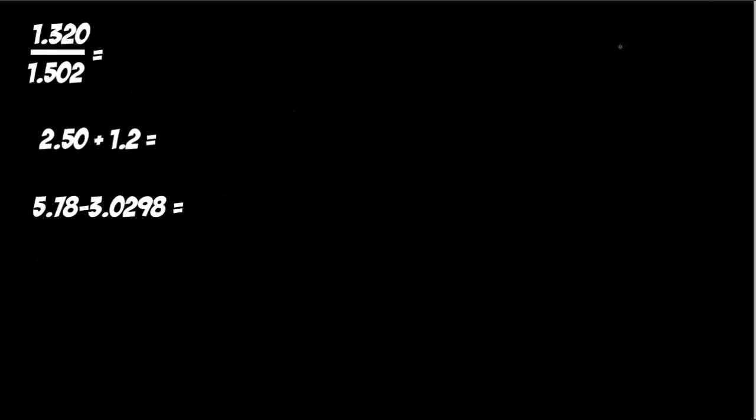So let's look at these couple problems here. The first one we have is 1.32 divided by 1.502. So let's count how many sig figs there are. In this one, there are going to be 4 sig figs. Why? Well, the 0 is in the final place, which wouldn't be a sig fig if it was not a decimal. But since it is a decimal, this is going to count as a sig fig.